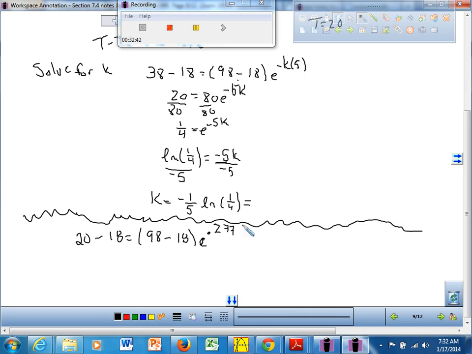Times t. All right. Take a minute and solve for our little t. Our k came out to be positive 0.277? Yep. So that should be negative, thank you. We should have calculators out, folks. Don't just let other people do it. Finish it up for me.